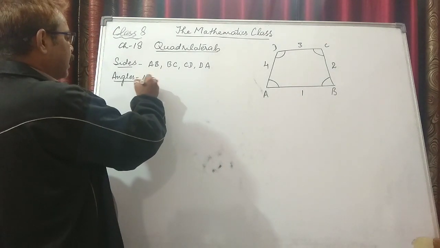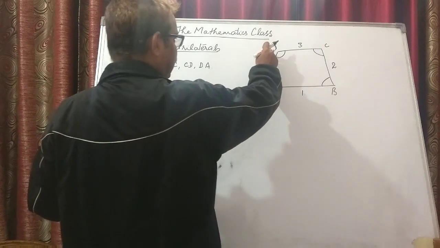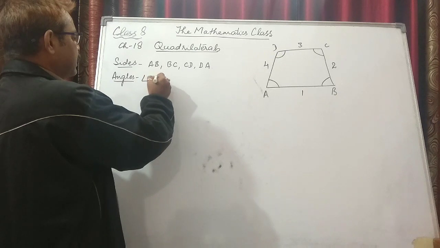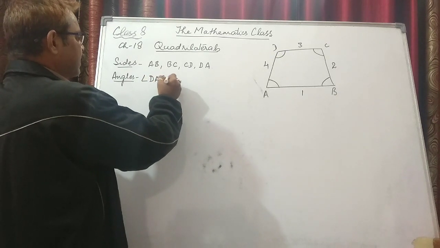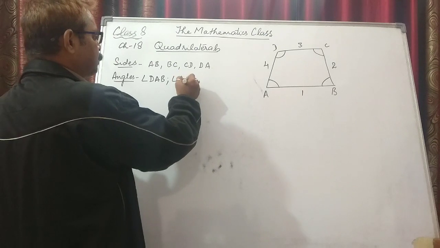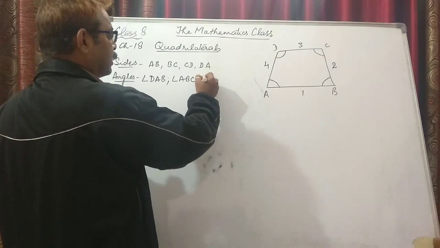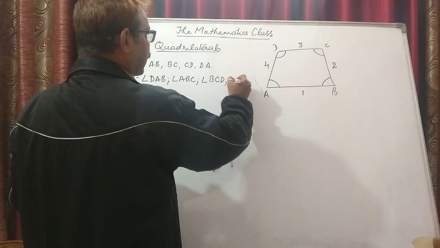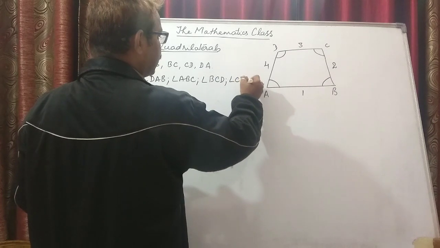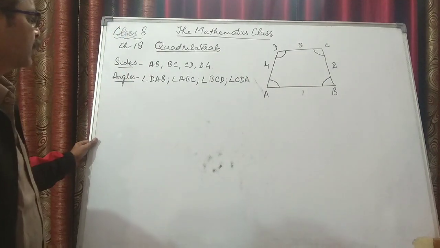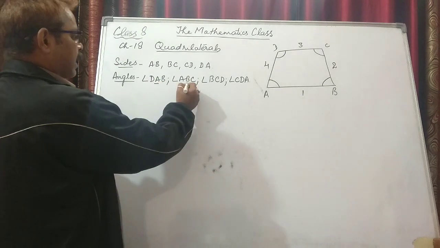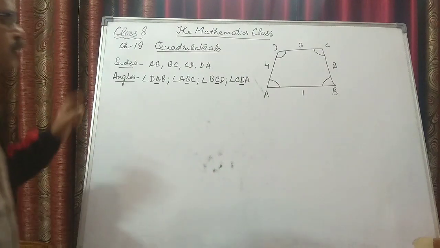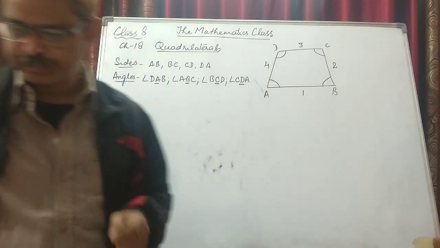So I am writing angle A. Now angle A can be written as angle DAB. So I am writing in full. So angle DAB is the first angle, then angle ABC is another angle, then angle BCD is another angle, and then angle CDA is another angle. 4 angles. Even you can say angle A, angle B, angle C and angle D are the 4 angles of this quadrilateral.